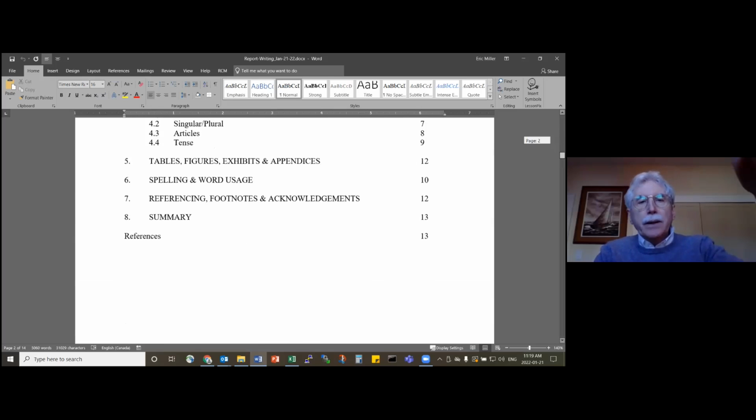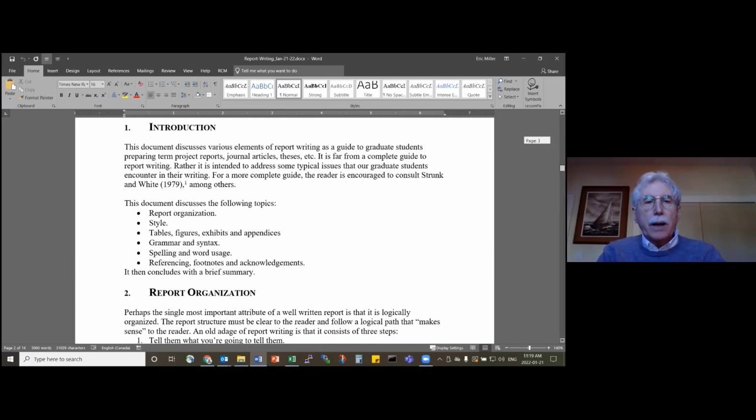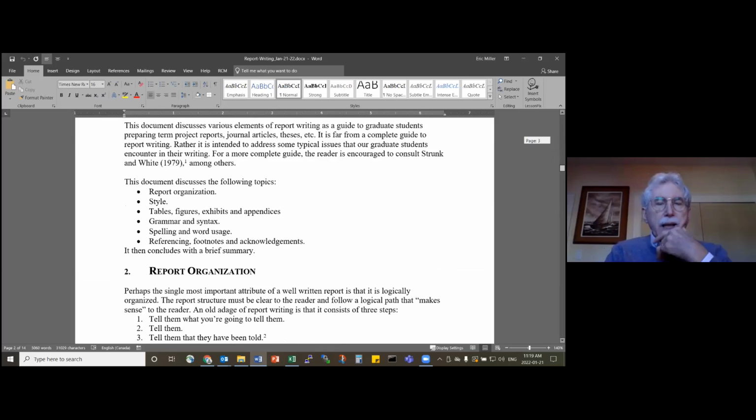And you can see already that I have my front pages and so forth set up. And so what I want to talk about in this report, in this talk, is a few words in each of these areas. Report organization. How do you actually organize a report? How do you set it up structurally? I will say some things about style, and then just how we work with tables, figures, and so forth.